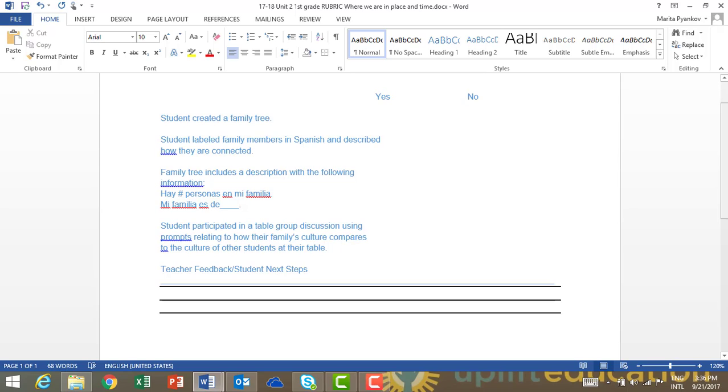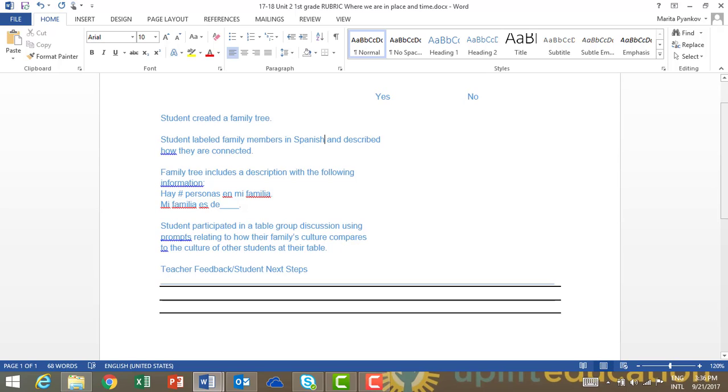The student created a family tree. Student labeled family members in Spanish and described how they are connected. That would be an example of my aunt. Underneath there would be the sister of my mother, or something like that. Family tree includes a description with the following information: how many people in your family and where your family is from, and then the part about participating in the table group discussion with the prompts.